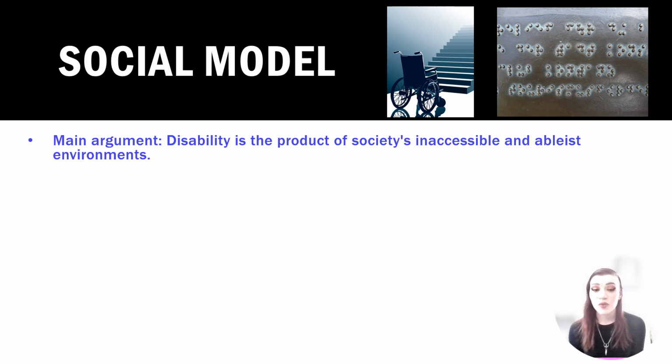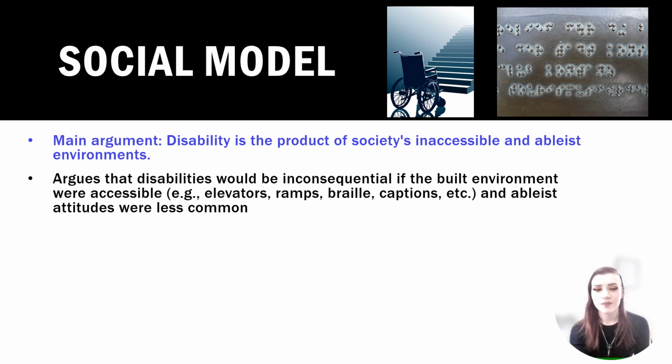All right, so the social model of disability, the second model that we'll talk about today. The main argument here is that disability is a product of society's inaccessible and ableist environments. Now, this might sound a little bit odd because we are so used to the medical model in the United States. Most of us have probably only heard those kinds of arguments throughout our lives. So the idea that a disability is not about the body or what is going on with the body, and that it could be due to society and the environment, is a pretty fascinating perspective.